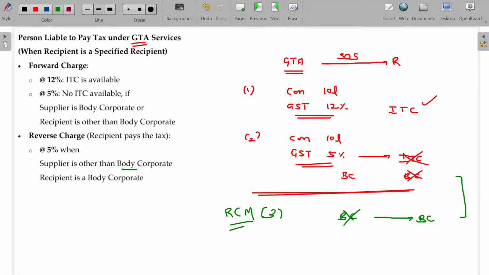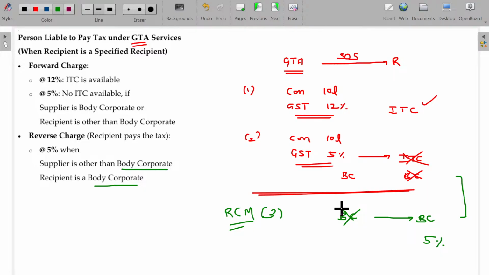So supplier is other than body corporate, recipient is the body corporate, and GST is payable by the recipient at only 5%. So the normal provision will be applicable when forward charge applies as well as when 12% GST is payable. Normal provision means whenever I get any input supply of services or goods, any tax paid on it can be claimed back in the name of ITC. This is possible only when full tax is paid. Where only a partial tax like 5% is there, ITC is not available. That partial tax of 5% will be applicable under forward charge as well as reverse charge.